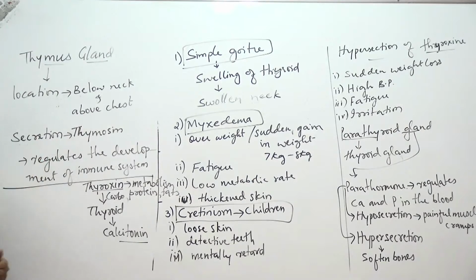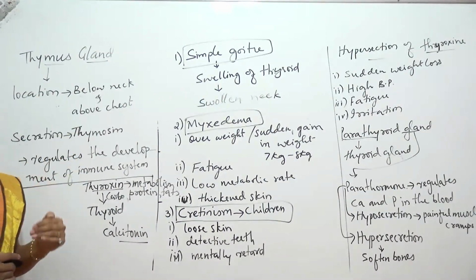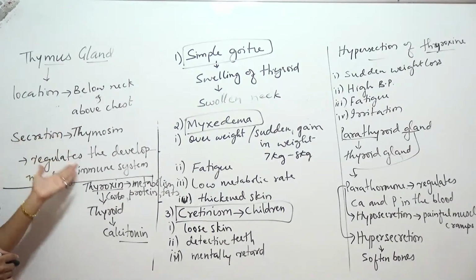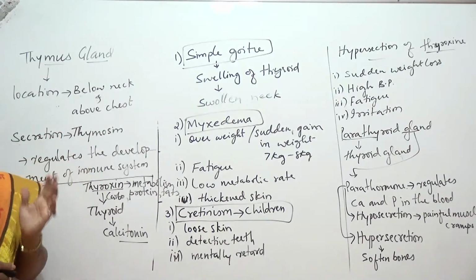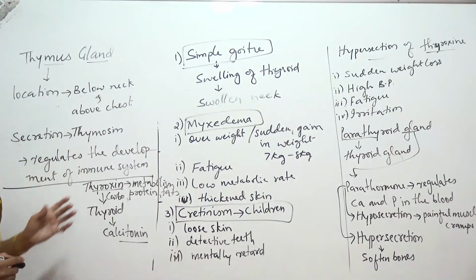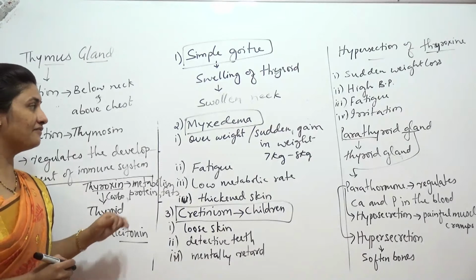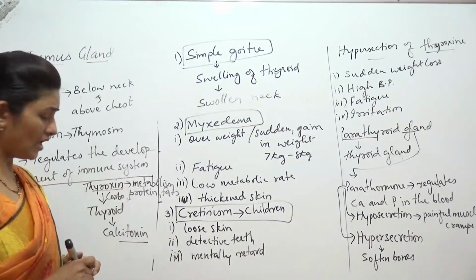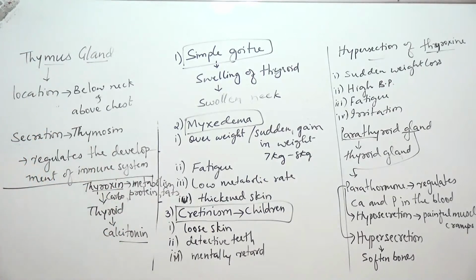Now, what does this thymus gland do? It regulates the development of the immune system in children. Thymus gland is seen especially in children, wherein before attaining maturity, they develop the immune system. Once the child attains the maturity puberty stage, this thymus gland vanishes or gets converted to fat in the body.